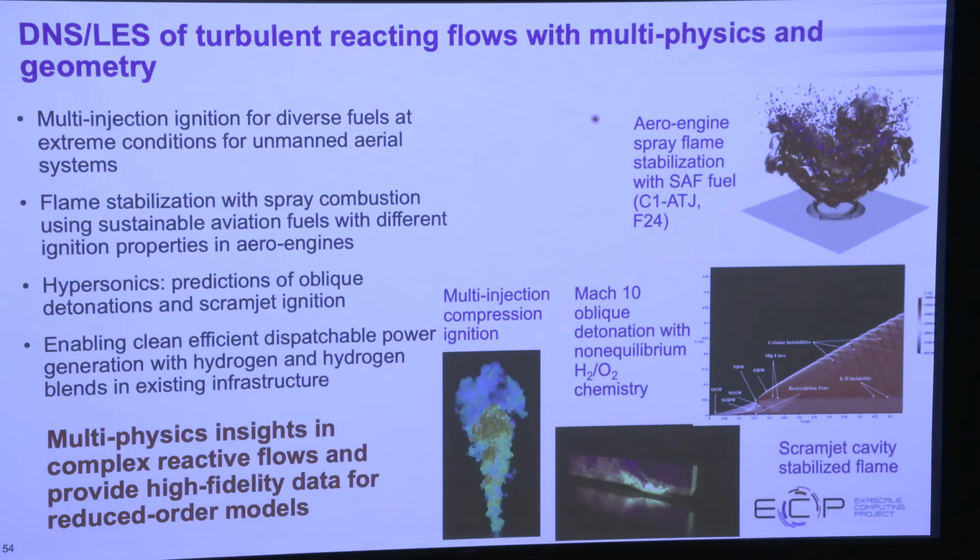So what have we done with this Exascale code? We've started now to look at performing DNS of multi-injection ignition for diverse fuels. Some of these are alternative fuels like alcohol to jet for unmanned aerial systems like drones for the military. We've started to look at flame stabilization under fuel lean operation or close to lean blow-off conditions with spray combustion and using sustainable aviation fuels, which have very different ignition and physical characteristics from conventional jet fuels.